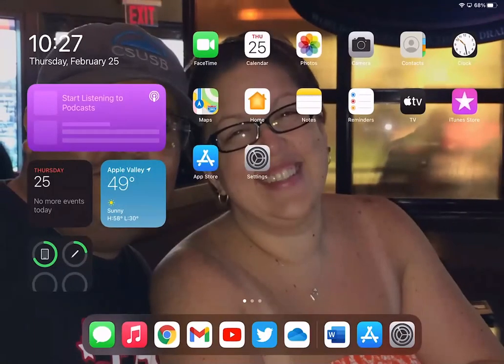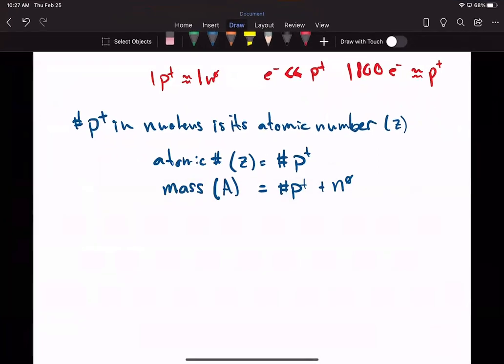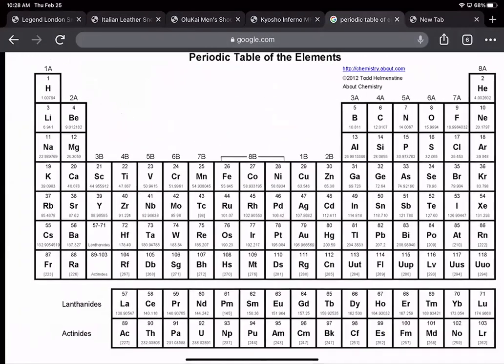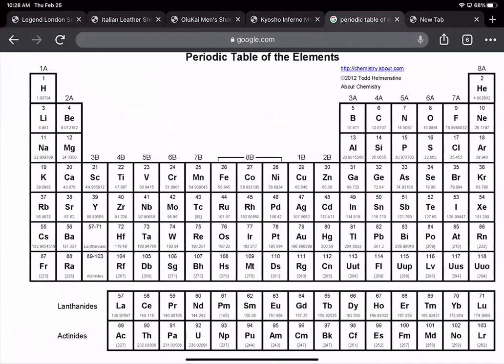And how we get that is that if we take A, the mass, and subtract Z, the atomic number, this is equal to the number of neutrons. If we just subtract those two values, we get the number of neutrons. And everything on the periodic table is considered to be neutral, that there is no charge on these elements, right?